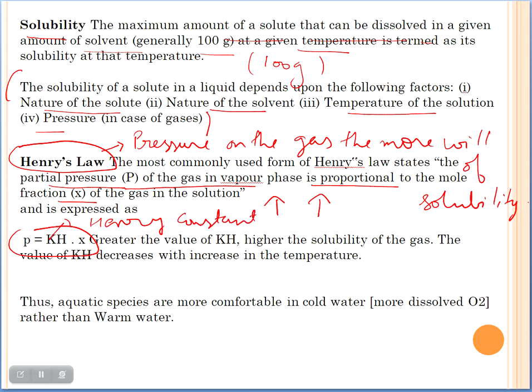X is the mole fraction. Mole fraction is the concentration term we listed here. Greater the value of KH, higher the solubility. Okay, the solubility is proportional to the KH value. More will be the solubility, more will be the KH value, and it is inversely proportional to temperature.